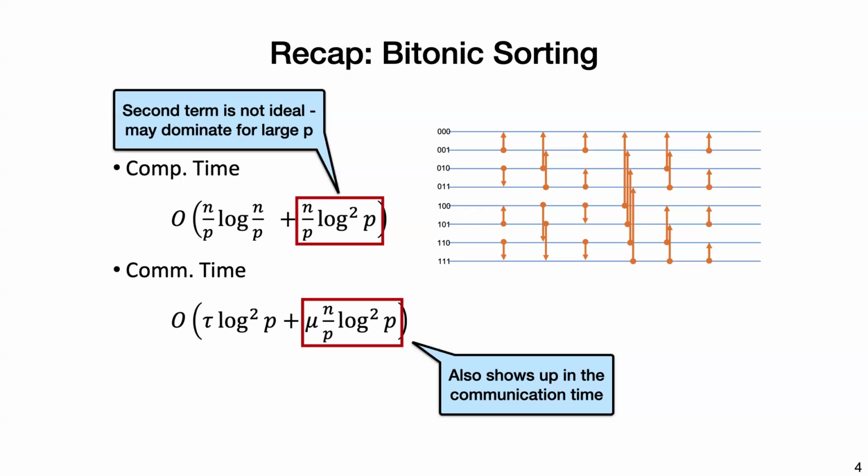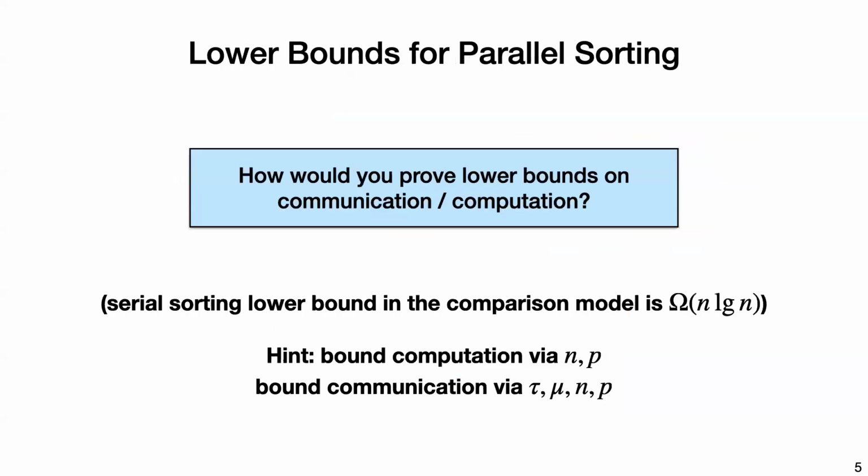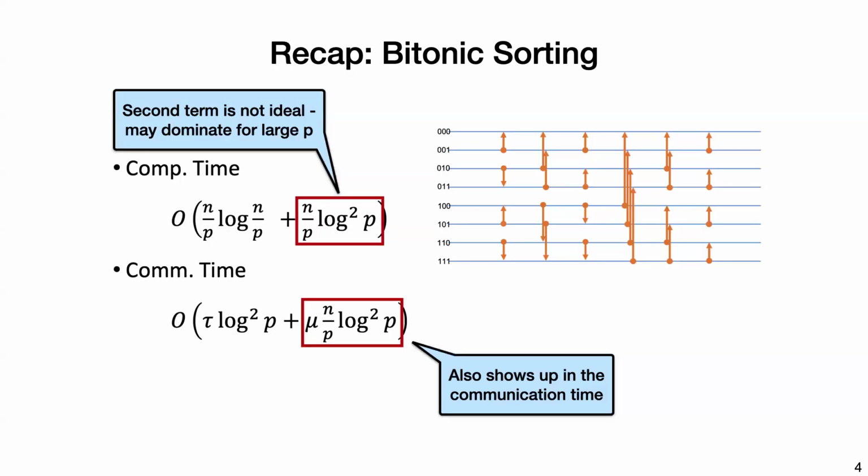Do people remember bitonic sorting? Is it clear how you get these runtime bounds? Yes, go ahead. That is a good question. This assumes that the data is already block distributed. So if every processor already somehow has the n over p data on it, that's just the time to sort the individual n over p data that you have.